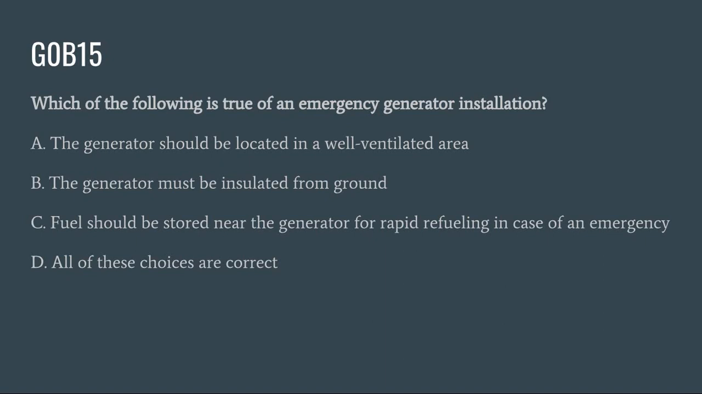G0B15. Which of the following is true of an emergency generator installation? A. The generator should be located in a well-ventilated area. B. The generator must be insulated from ground. C. Fuel should be stored near the generator for rapid refueling in the case of an emergency. Or D. All of these choices are correct. Correct answer here is A. The generator should be located in a well-ventilated area.